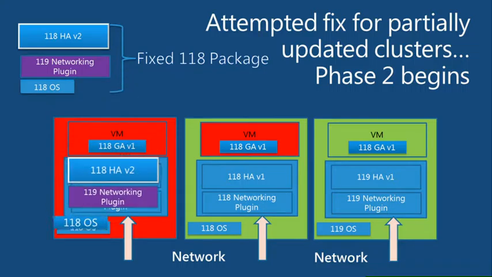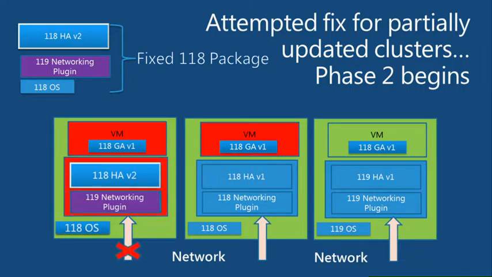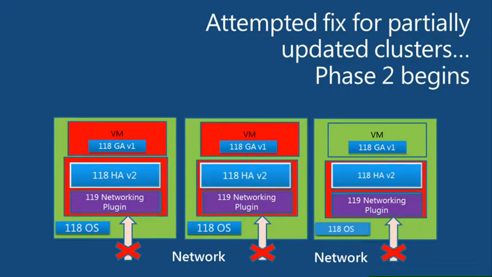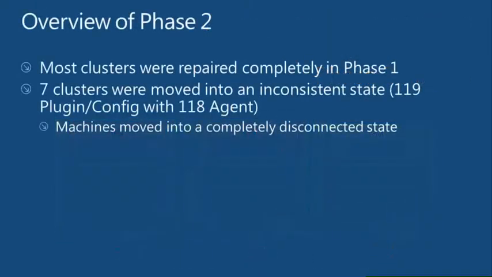So, bad things happen. So the VM starts, the host comes up, but it can't talk to anybody because the network agent is broken. So that guy on the far right that was doing fine, now he's in trouble. So most of the clusters were completely repaired because they've been fully updated. 7 clusters were left in this weird state. This is at 3 in the morning at this point. People have been on this for 12 hours.